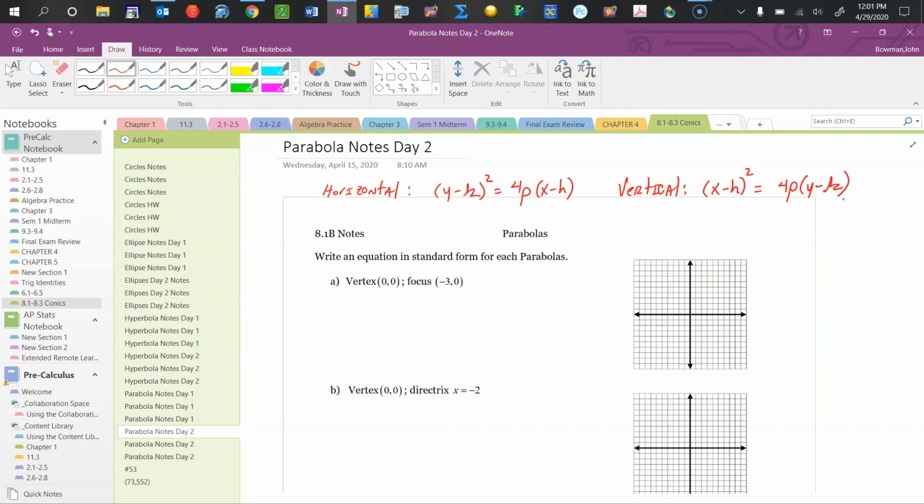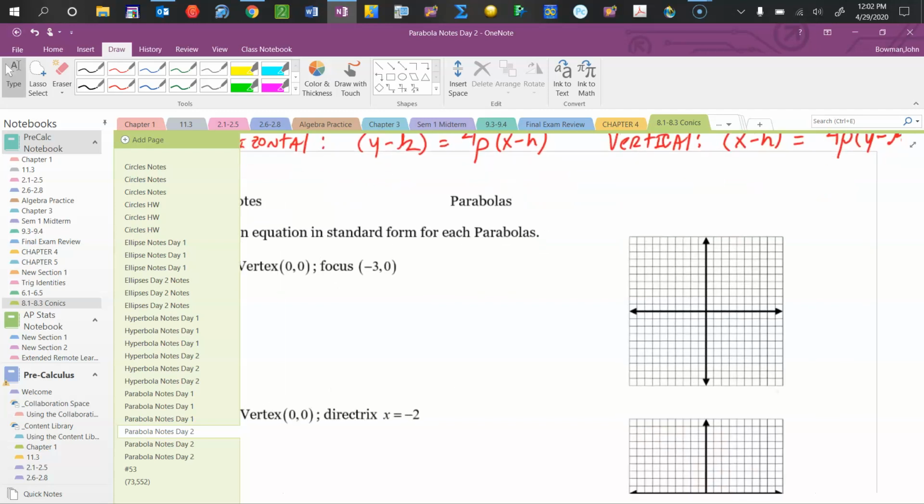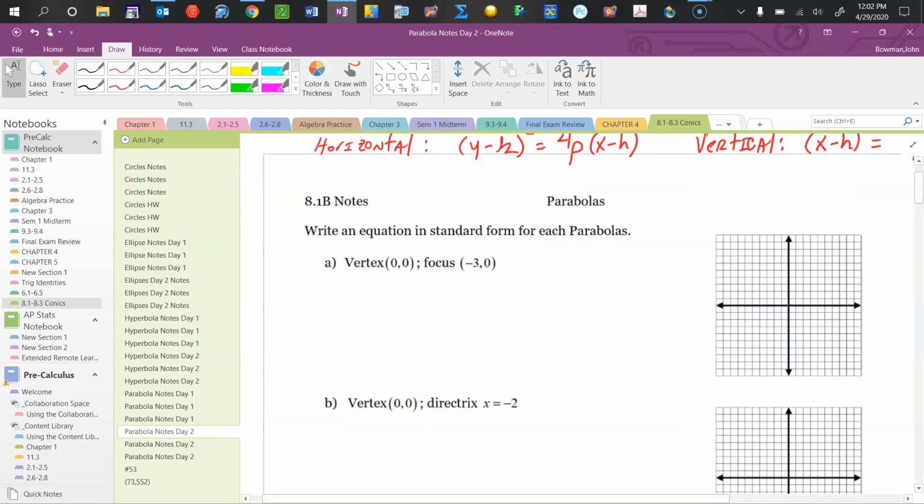What we're going to do is take some information and use it to write the equations of the parabolas. I believe that it's usually easiest to do these by graphing the given information and going from there.